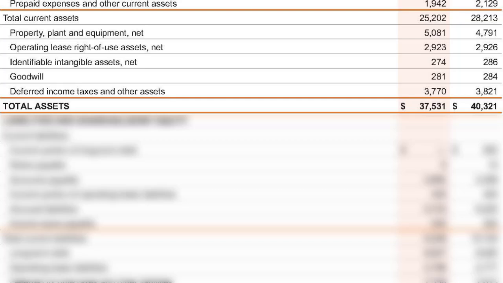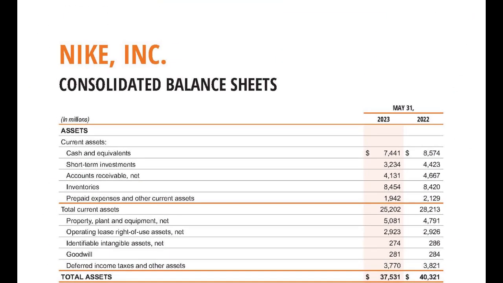I think this should actually be a deferred tax asset. This means the company has overpaid on its taxes and should pay less tax next period. This is lumped in with other assets. Add up all the current and non-current assets and we get the total assets. As of 31 of May 2023, Nike has $37.5 billion in total assets.